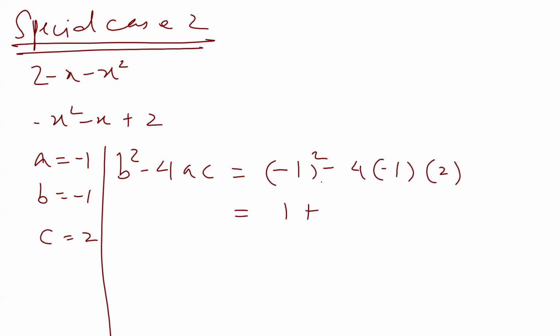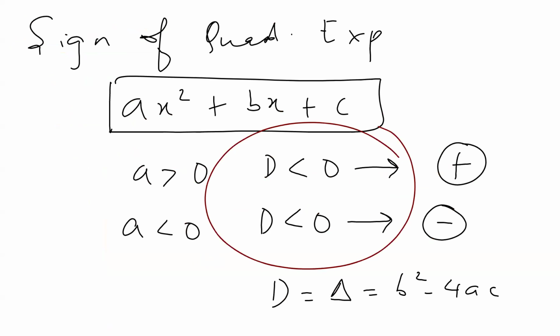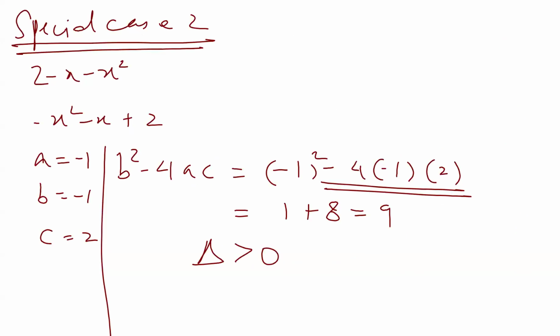So 1 plus, this is going to be plus 8, which is 9. So delta is greater than 0. So we are observing that delta is greater than 0. So if delta is greater than 0, is this node going to work? This particular node, will it work? Absolutely not. This node is only for delta lesser than 0. Okay, then we need to do something else. Okay, so that I will be teaching you. Okay, so this I will write once again on the next slide.